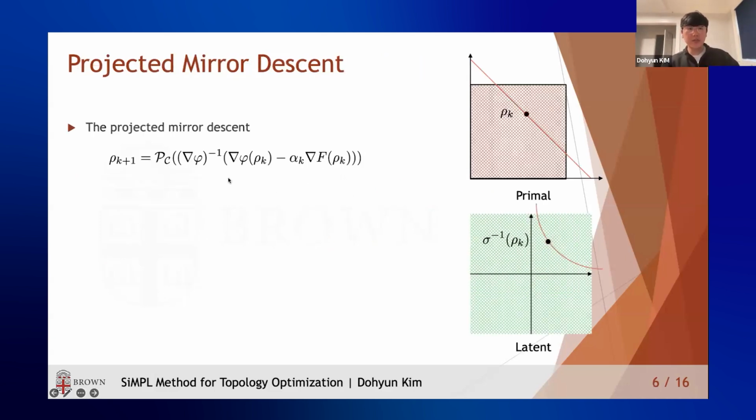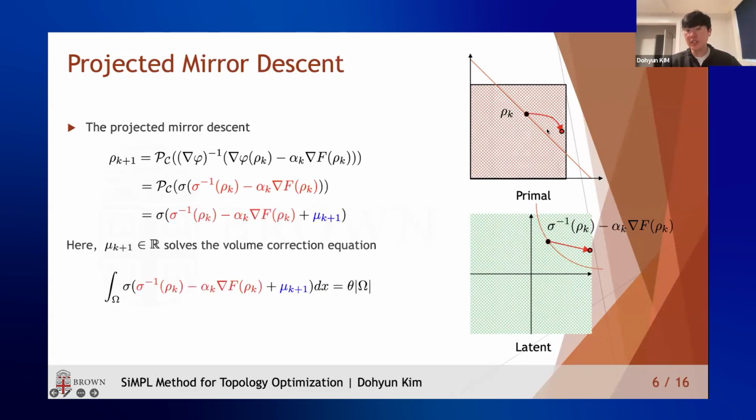Now let's go back to our projected mirror descent method. This gradient of bar phi maps our density function into this latent space, right? If we replace this gradient inverse by sigmoid and this one by sigmoid inverse, then we obtain this update formula. This part is now a gradient descent step in the latent space. This transformation is linear in the latent space, but in the primal density space, it is a nonlinear transformation.